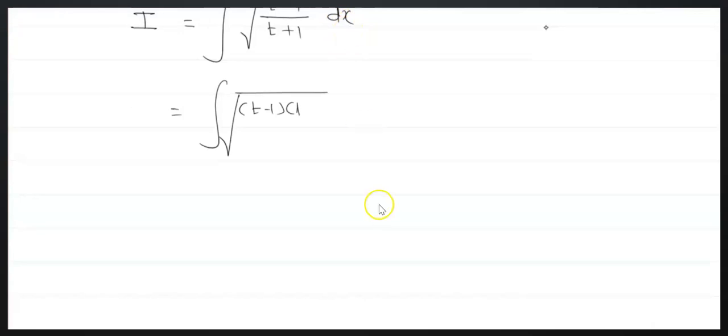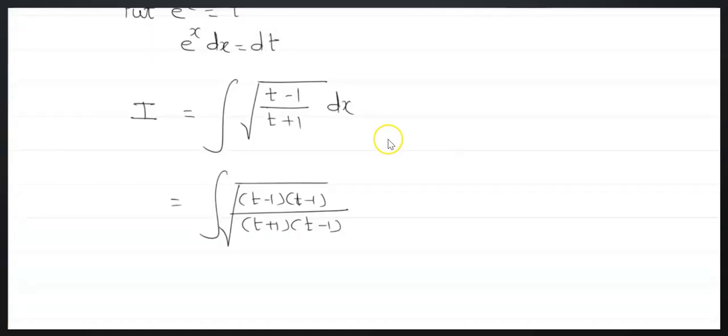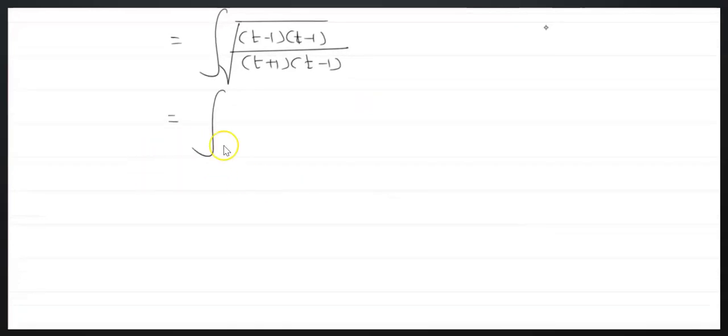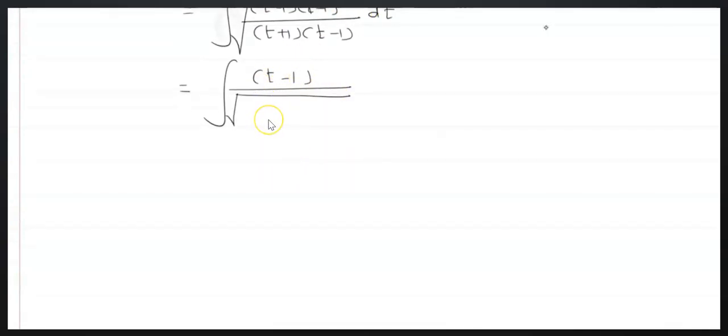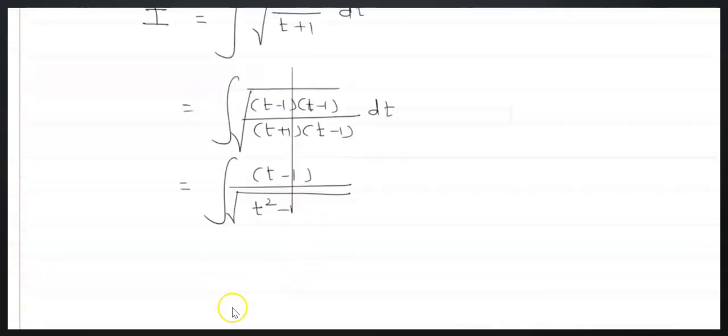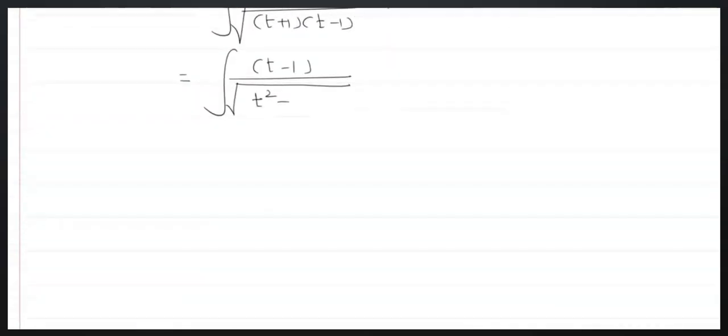Multiply numerator and denominator by t minus 1. In the numerator you will get (t minus 1) whole square, and the root gets cancelled. Therefore, it is (t minus 1) upon root of t square minus 1, dt.